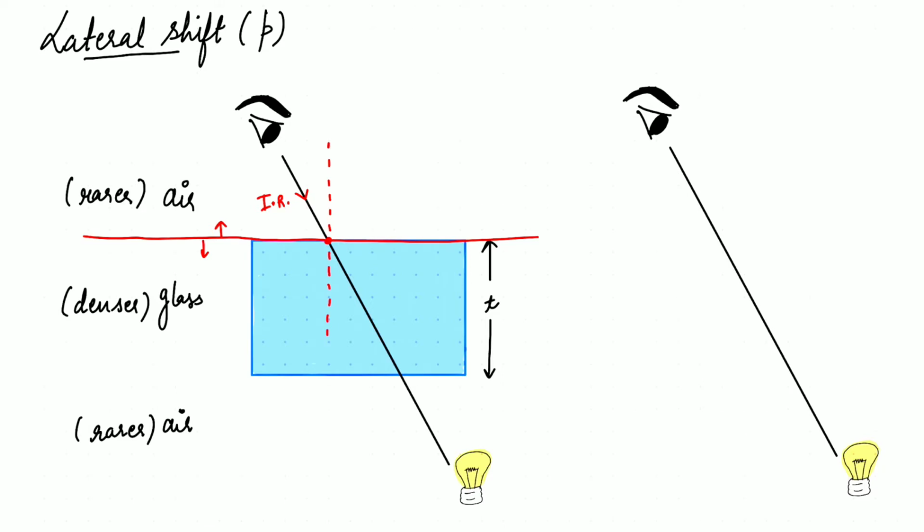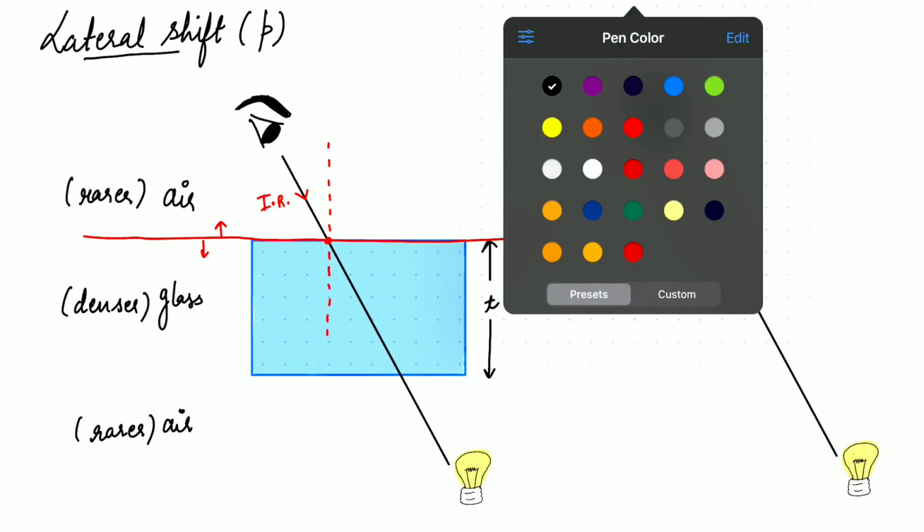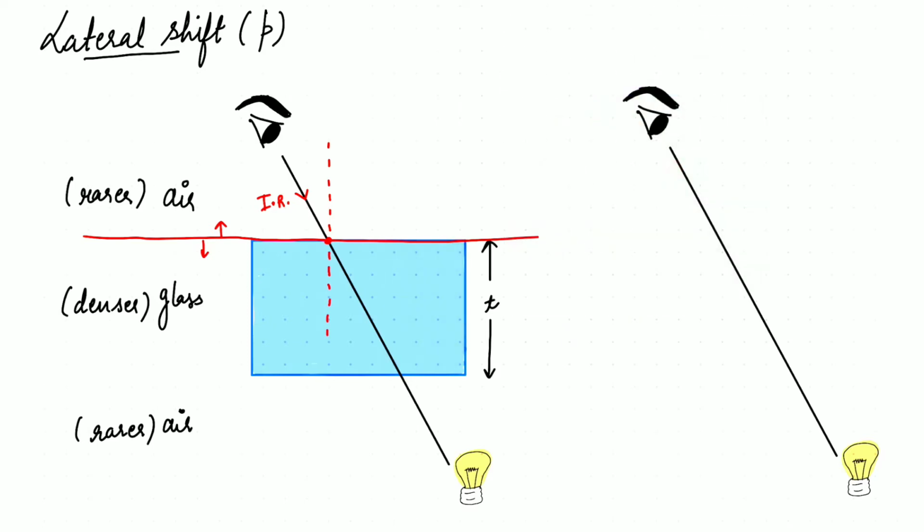The moment you make the normal, the next step is that we will trace the refracted ray. We are going from air to glass, that is, from a rarer to a denser medium. When your light ray is going from a rarer to a denser medium, it tends to bend towards the normal, right?